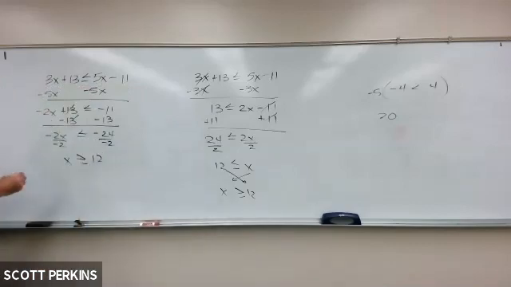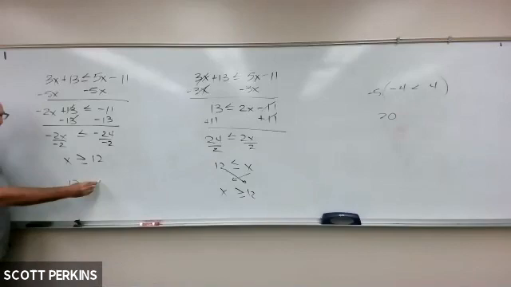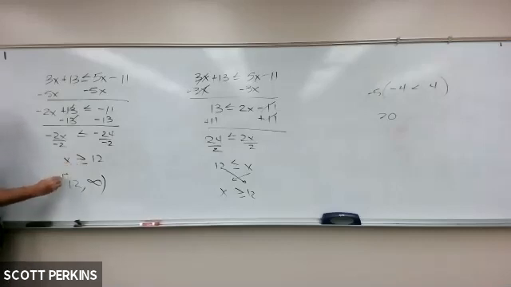Oh, we need to write this in interval notation. All of my values are bigger than 12. So if everything is above 12, that means 12 is the lowest value, and everything above it is infinity. Parenthesis at the infinity end, and since I have equals, I put a bracket at the 12 end.